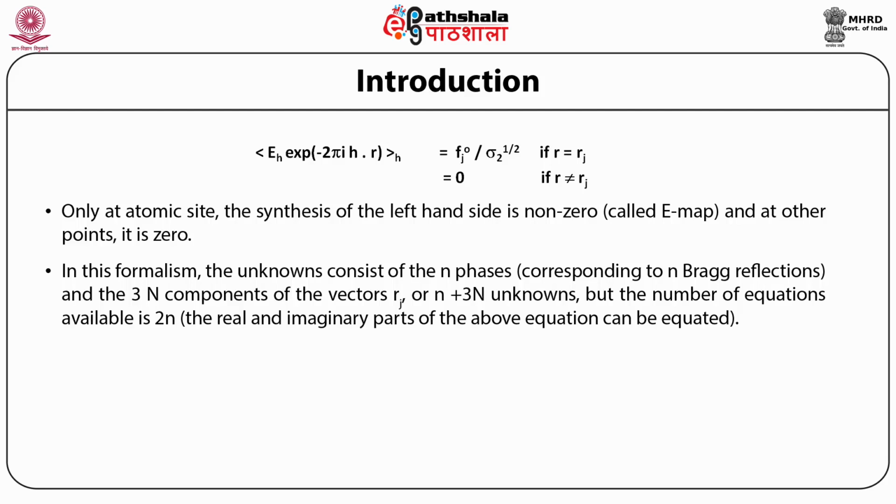And since we are using n reflections, for each reflection we have to get the phases. So the total number of unknowns is n plus 3n, but the number of equations available is 2n. So what we are going to say now is that the phase problem, while formulated in the way Hoffman and Karl did, tells you that it is solvable in principle because it is overdetermined, because we have more equations than parameters, or we have a redundant system of equations.